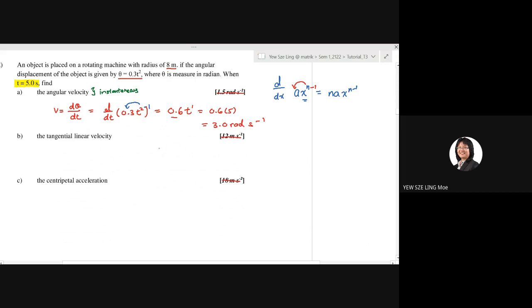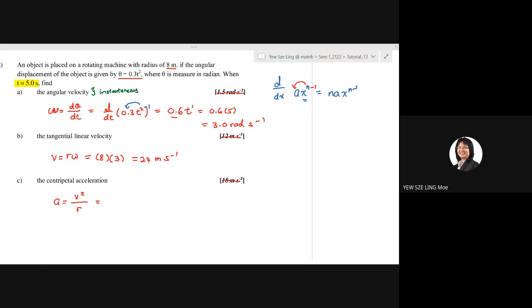And then tangential linear velocity, v equals to, this one should be omega, sorry, wrong symbol. So v equals r omega, which is, given r is 8, times 3, which is 24 meters per second. And then the last one, centripetal acceleration. So a equals v squared over r. So v squared, let me calculate first.